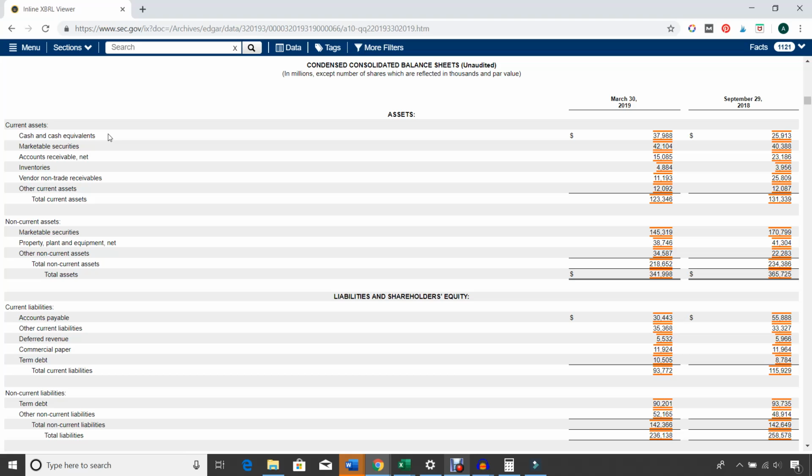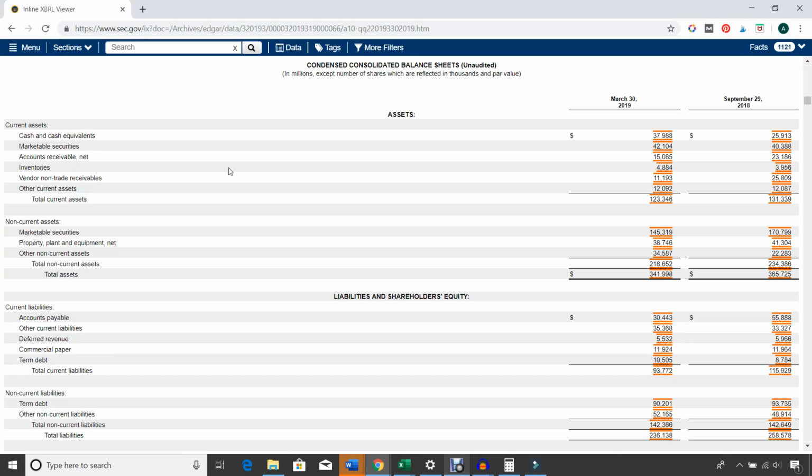So let's go over the asset section of the balance sheet first. The way the balance sheet is presented is in terms of liquidity. So the most liquid assets are the ones that are presented first. So you have things like your cash and your marketable securities. Marketable securities is just basically a fancy word for investments.